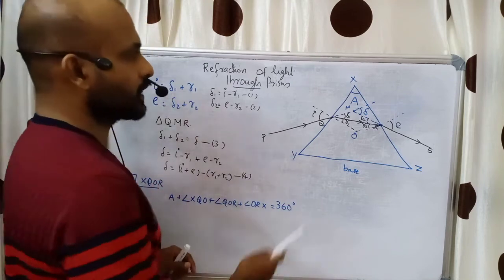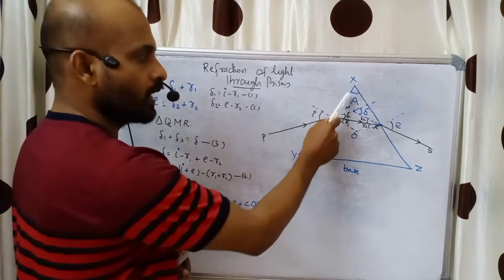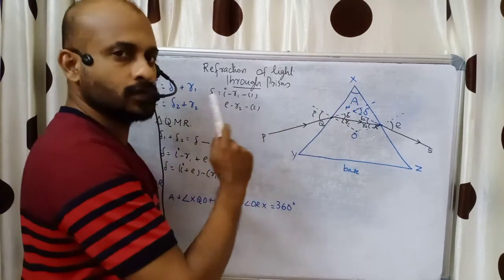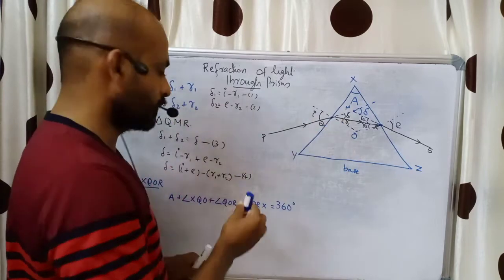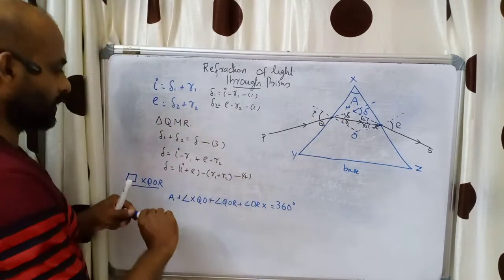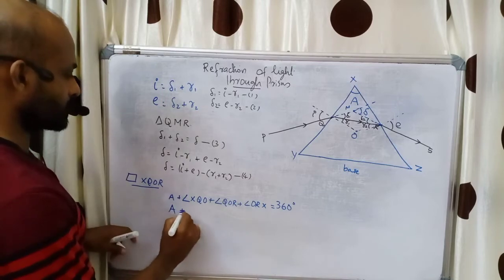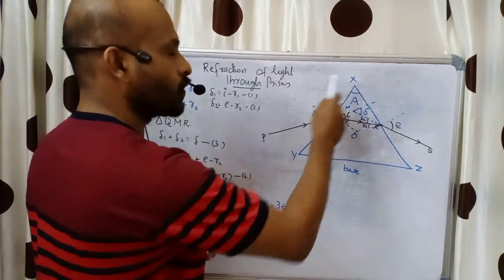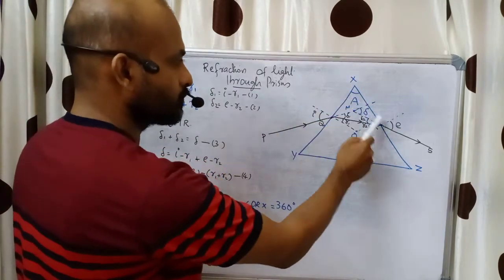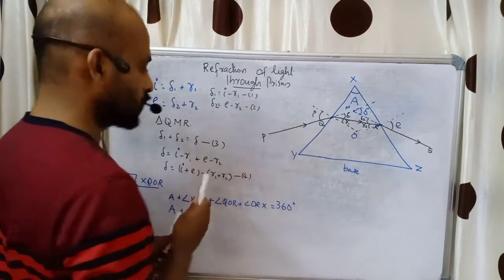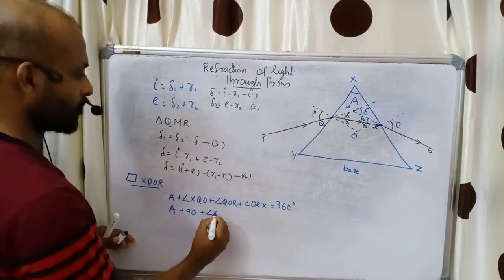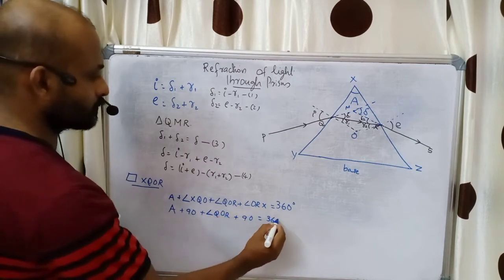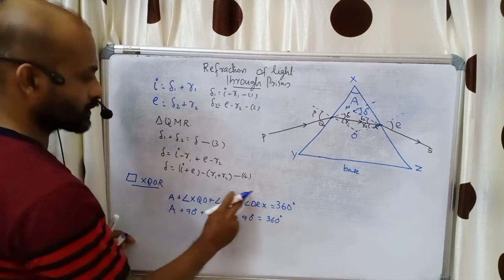But we know that what about these angles? XQO is the angle made by the surface XY with a normal. Since it is made with a normal, this angle should be 90 degree. So I can write angle XQO should be 90 degree. So I will write angle of the prism plus 90 degree. What about ORX? Angle ORX is also made with the normal. This surface is making angle 90 degree with the normal, so that also will be 90 degree. Remaining is angle QOR plus 90 is equal to 360 degree. Okay. So these two angles are 90 degree.